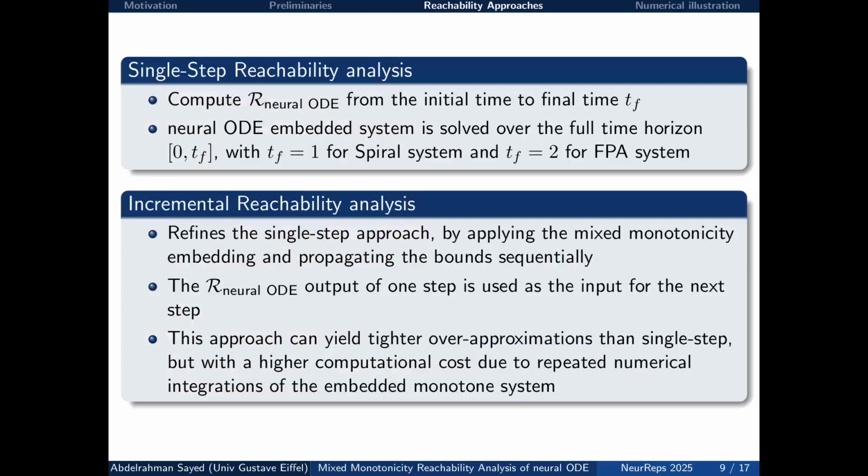Here we are proposing 3 Neural ODE reachability analysis approaches, where for the single-step approach, we compute the reachable set over approximation directly from the initial time to the final time, while for the incremental approach, we divide the time horizon into smaller steps, computing intermediate reachable set over approximations.